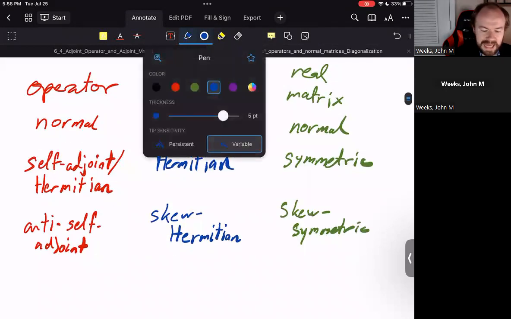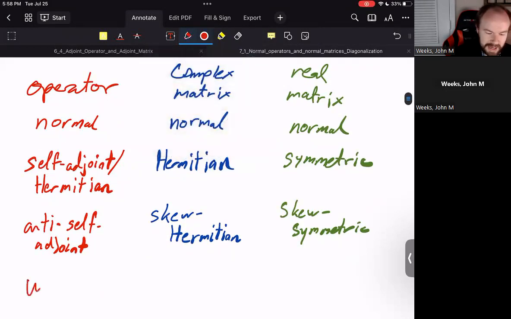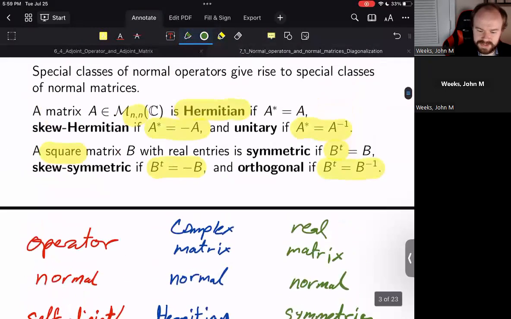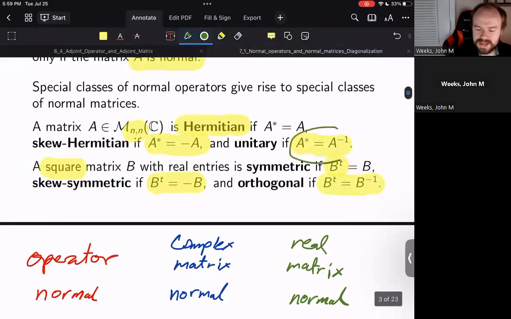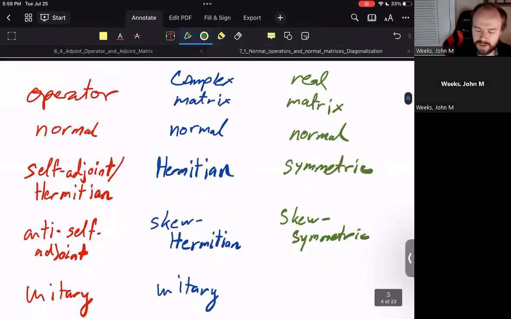And then finally, for our last type of matrix here, we'll say that a unitary operator is a unitary complex matrix. Now, we're going to call this slightly different in the real matrix. Remember that we say that something is unitary if A star equals A inverse. We're going to say that it's orthogonal if B transpose equals B inverse. We're going to call that orthogonal.